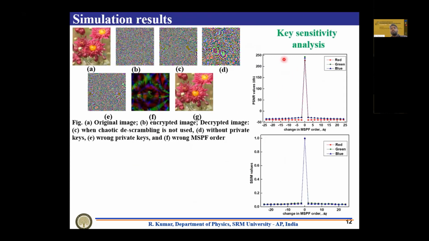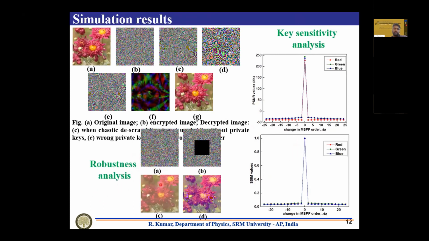So here we have also done the key sensitivity analysis. Let's say an attacker tries some random spiral phase function order, the topological charge order. With a small change in the charge order, you can see these two parameters which I'm using, the PSNR and the SSIM, the structural similarity index, fall very sharply. I have also checked with the noise and occlusion attack. Let's say additional noise has been added to the encrypted image, and some portion of the encrypted image has been torn out. Still the method is resistant to this kind of attack.